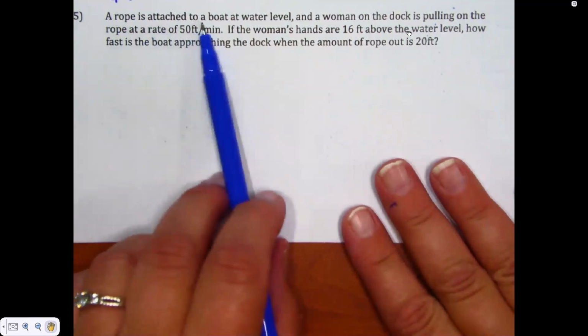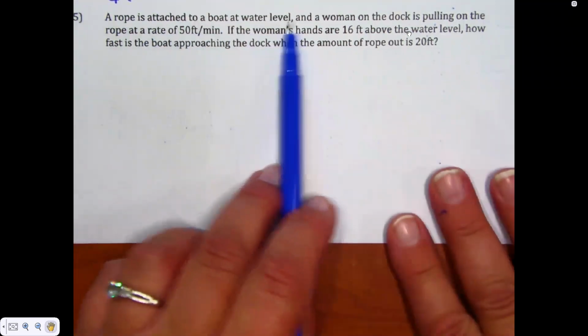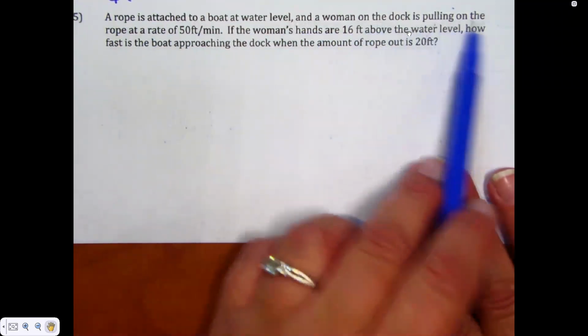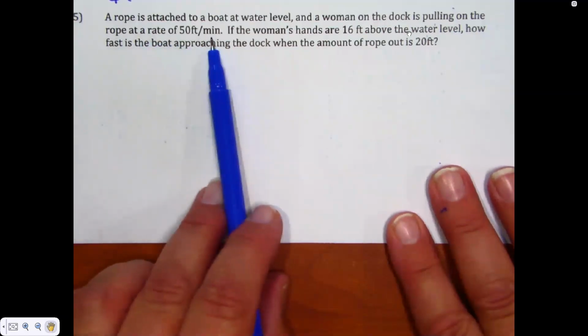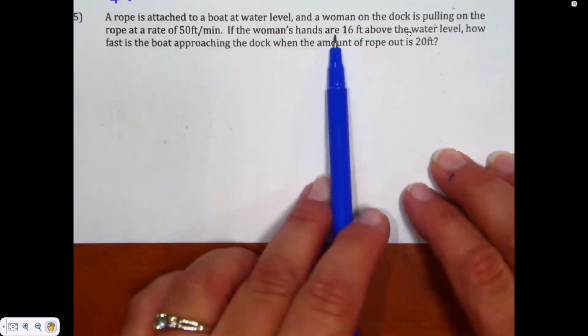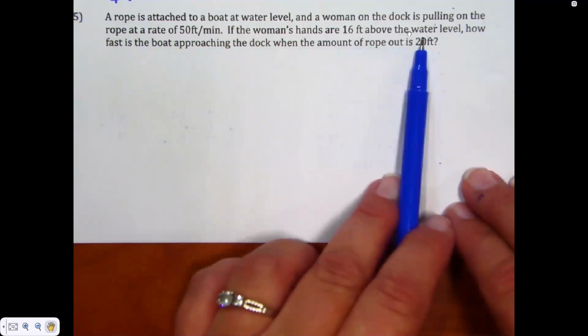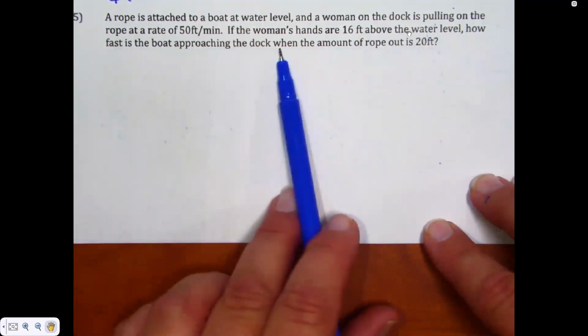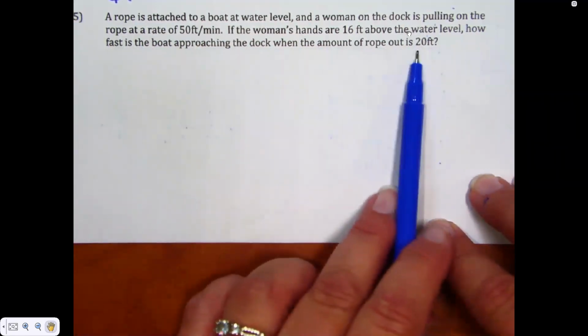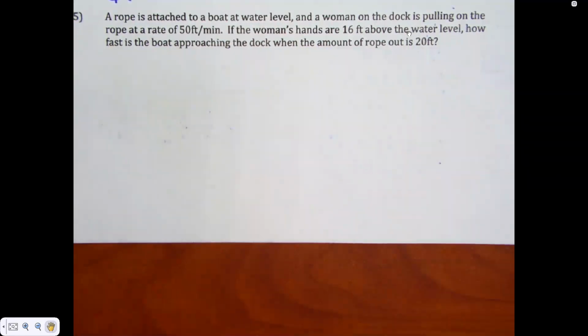A rope is attached to a boat at water level, and a woman on a dock is pulling on the rope at a rate of 50 feet per minute. If the woman's hands are 16 feet above the water level, how fast is the boat approaching the dock when the amount of rope out is 20 feet?